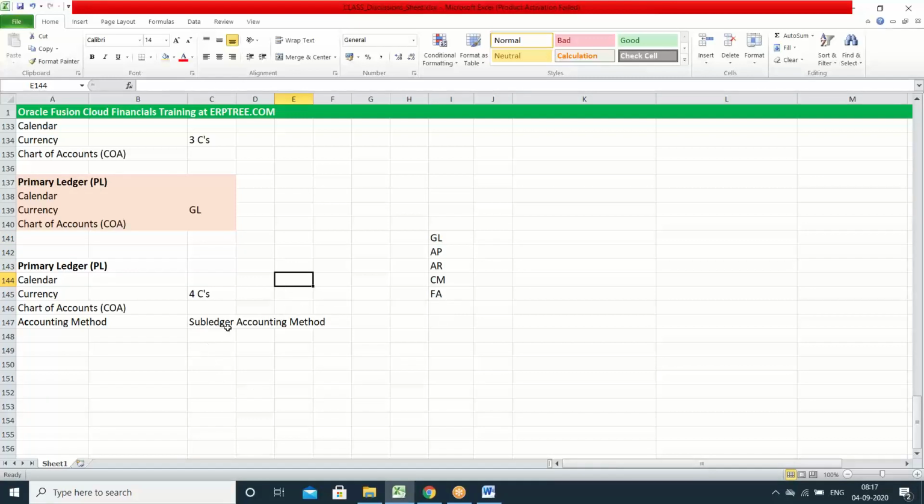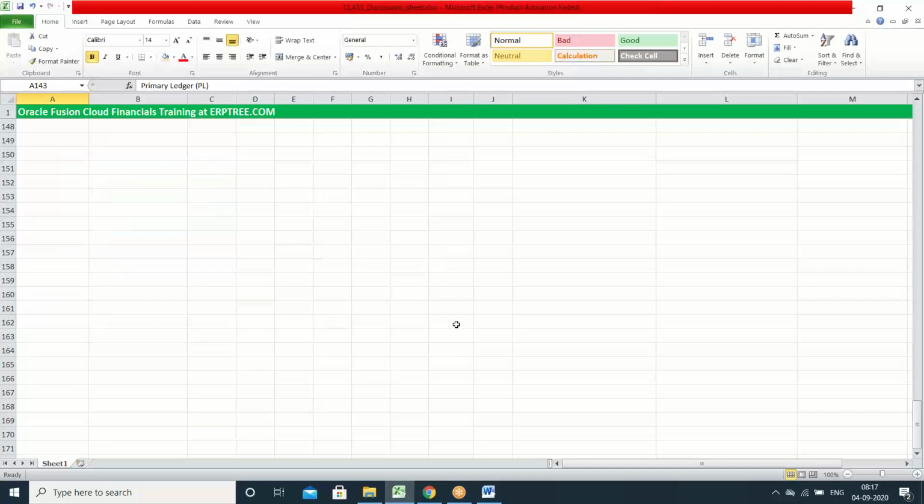Subledger means subledger applications. Other than GL, all other applications we call subledger applications. Primary ledger is the one which we require in all the applications to record the transactions. The calendar, currency, chart of accounts, accounting method, all of these are part of the primary ledger. Primary ledger consists of these components. So any questions here, please? Right, no questions. So that means we need the primary ledger to record the transactions in the applications.